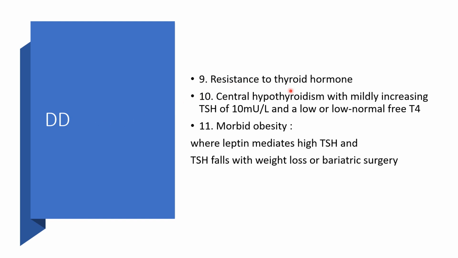It might be resistance to thyroid hormone, might be central hypothyroidism with mildly increased TSH of 10 milli-units per liter and a low or low normal free T4. Might be as a result of morbid obesity. Please look at the weight. You don't even need to weigh a person, by mere looking, you know. Leptin mediates TSH, and TSH falls with weight loss or bariatric surgery.